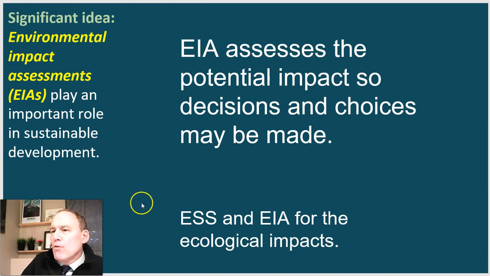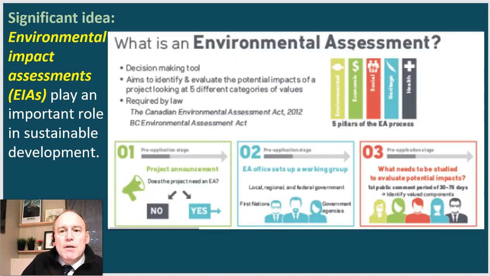But the important thing to remember here is that an environmental impact assessment, an EIA, assesses the potential impact so decisions and choices may be made. And in particular for ESS, we're looking at the EIA for the ecological impact. So let's break down the steps here. We can see here it's a decision-making tool. It aims to identify and evaluate potential impact of the project, looking at 5 different categories of values, all of which are important. And it's required by law in British Columbia.